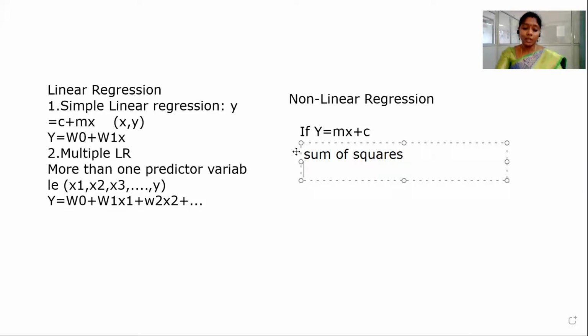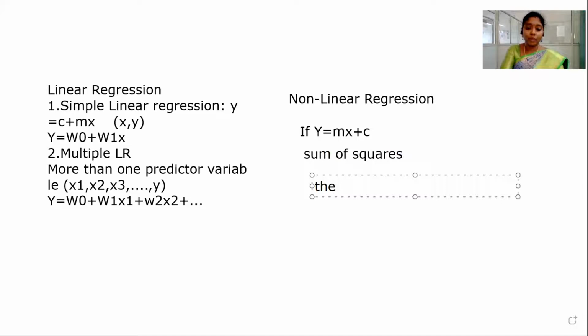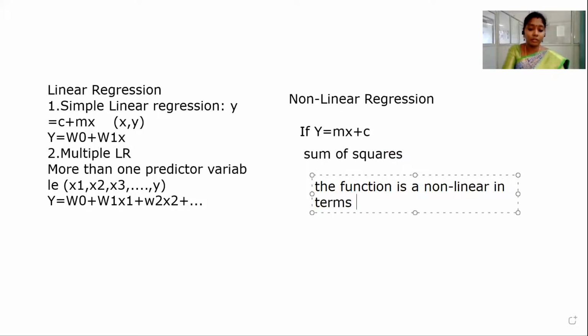So here regression is nonlinear when the function is nonlinear in terms of coefficients. And also we can say that a regression model is nonlinear whenever the function is nonlinear in terms of coefficients.